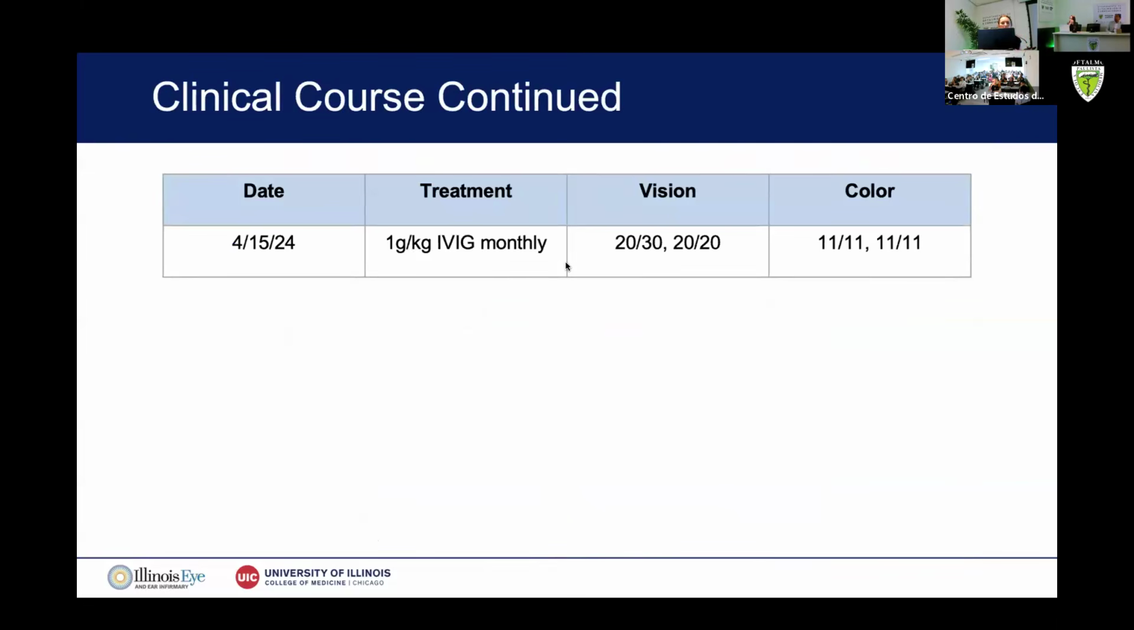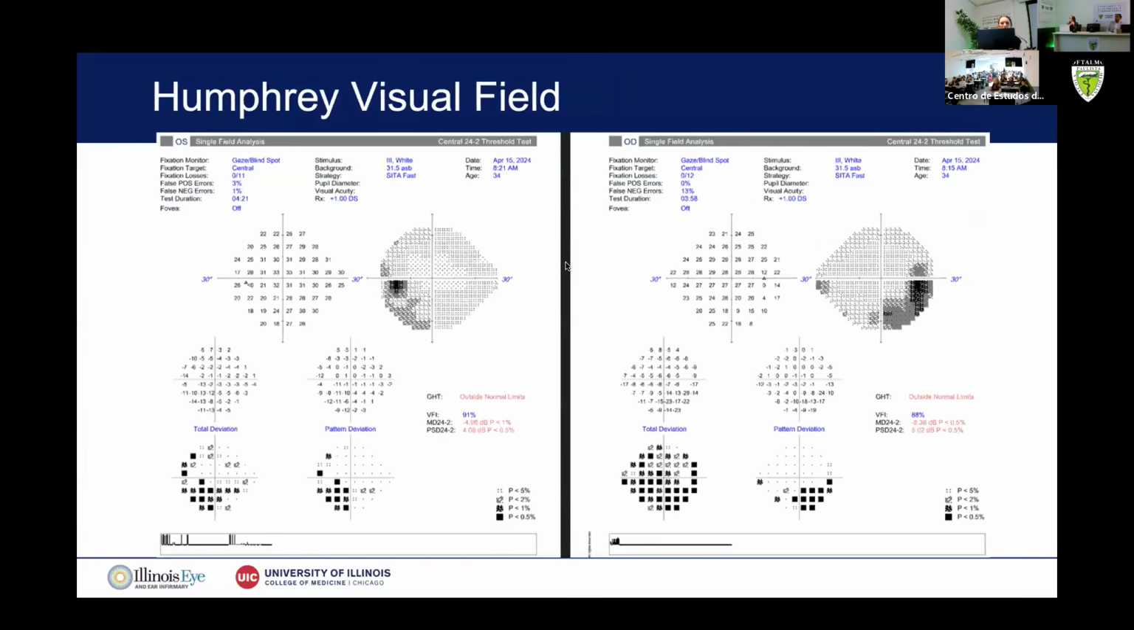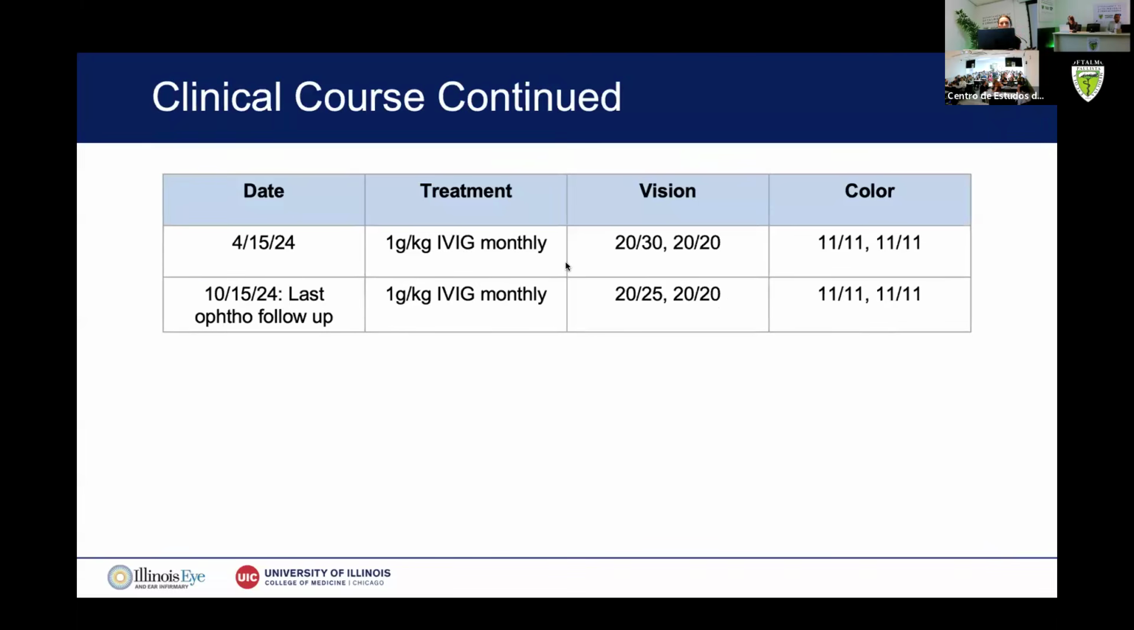Now, about 6 weeks after his hospital admission, he's been transitioned to maintenance therapy with 1 gram per kilogram of IVIG. His vision continues to improve at 20/30 and 20/20 in the left eye, and color remains full. We got an updated visual field, and we continue to see resolution of these defects. The superior visual field looks much improved in both eyes. We're still left with some inferior defects, but largely it looks much better.